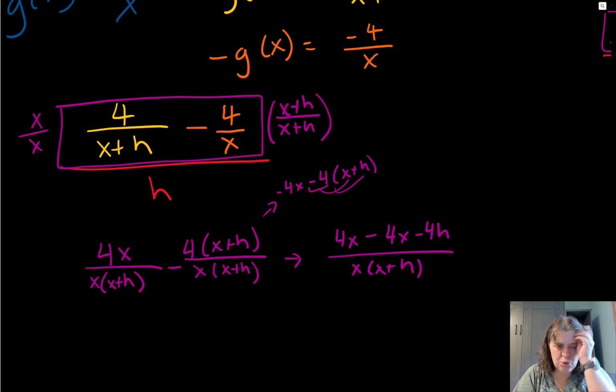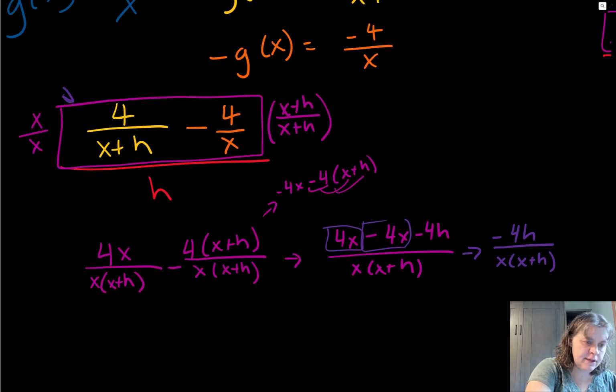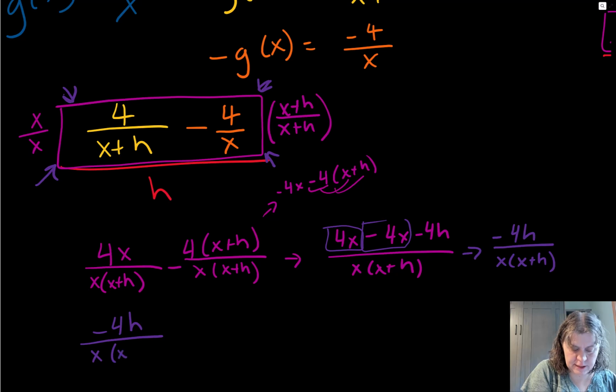And I can simplify this one more time, because right here I've got that 4x and that negative 4x, so those can cancel out. And that's going to give me negative 4h over x times x plus h. Beautiful. Now let's take that and put it here, because that's where I got it from. So we have negative 4h over x times x plus h, and that's really all over h.